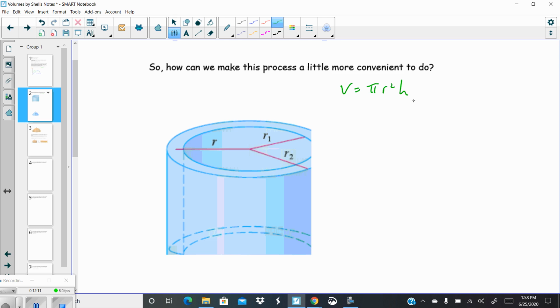So the volume of a shell, oops, accidentally erased that a little bit. Volume of a shell would basically be the volume of the outer part of the cylinder minus the volume of the inner part, the part that's taken out, the part that's been hollowed out of this thing. And that's the general concept behind what we're doing. So let's go ahead and take a look at this drawing real quick.